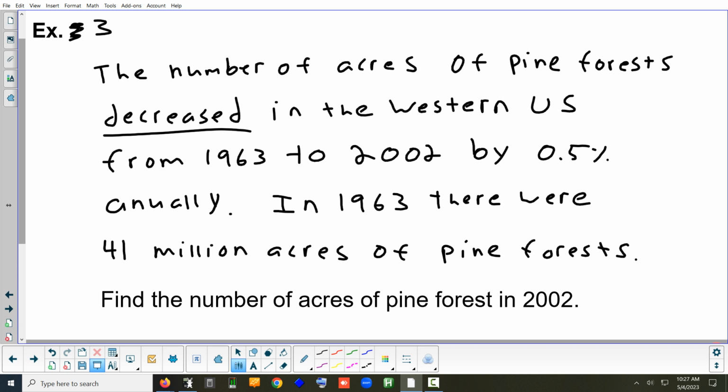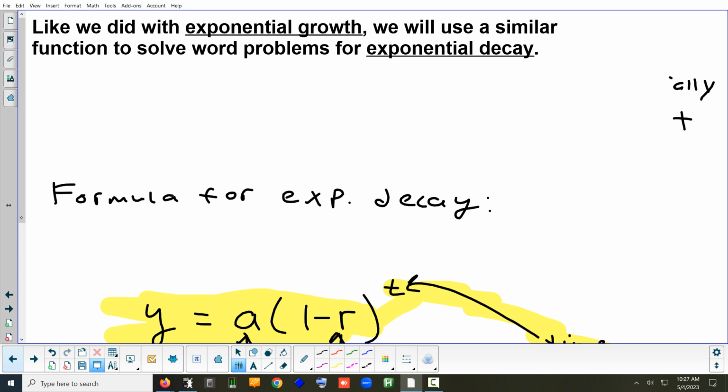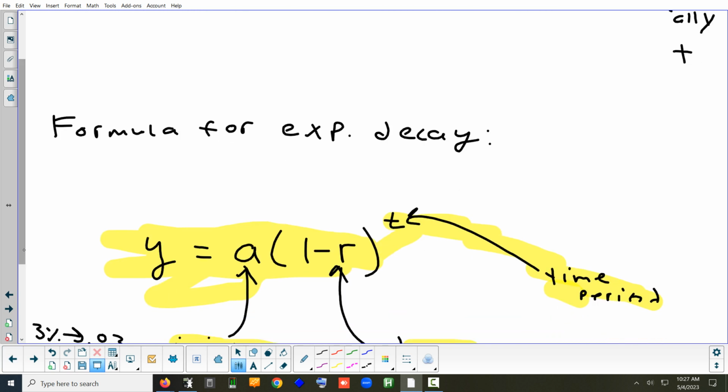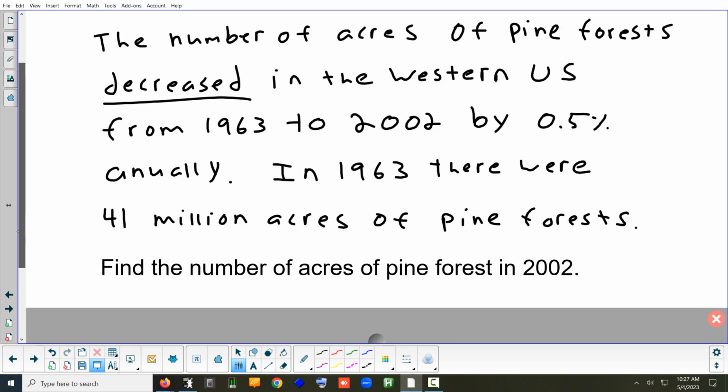That means decay. So since it's decay, that's the formula you're going to use. Okay, so let's copy that down. A times 1 minus r to the t.